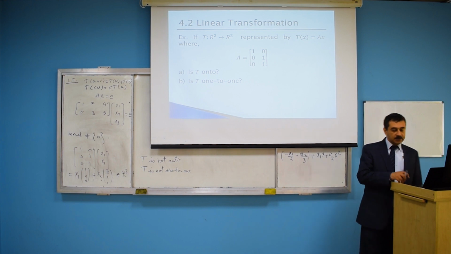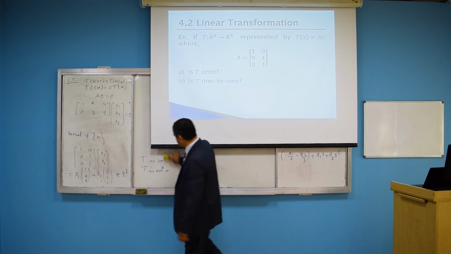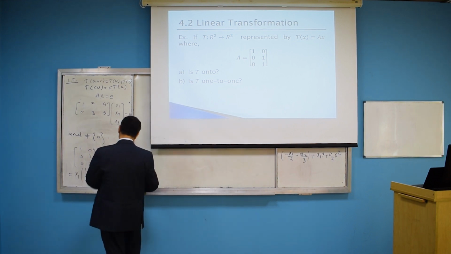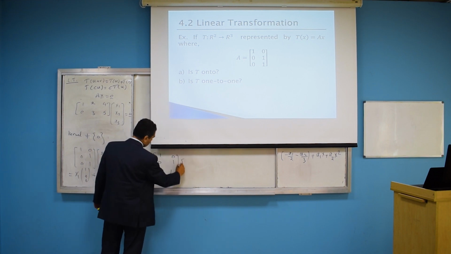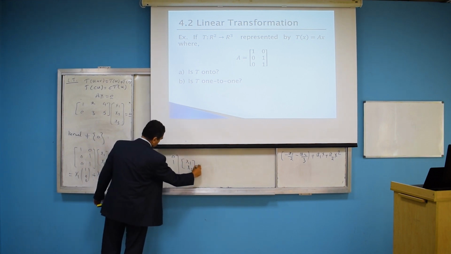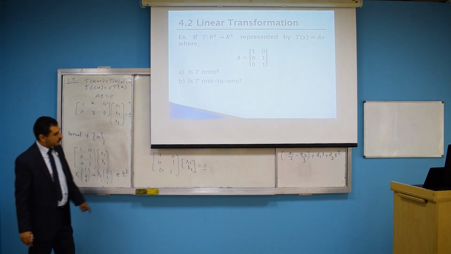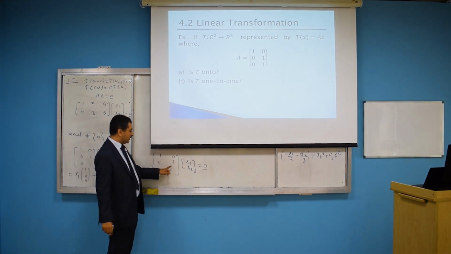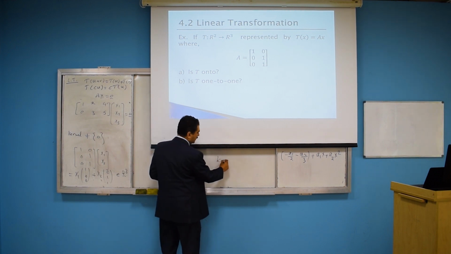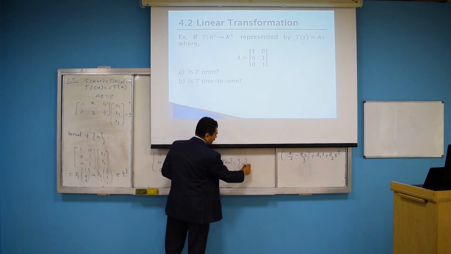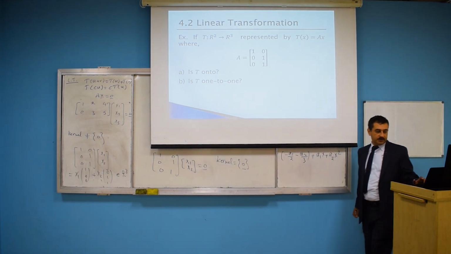Is it one-to-one? Let's try to solve for the kernel or the null space of the matrix. Is the kernel equal to the 0 vector? You will get x2 equals 0, x1 equals 0, so the kernel here is the 0 vector. Okay, so the transformation here is one-to-one.